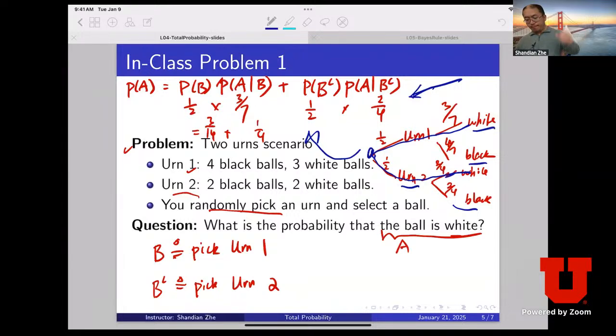Hopefully everyone can make a correspondence between these two, right? It actually comes from, or is justified by, the total probability.